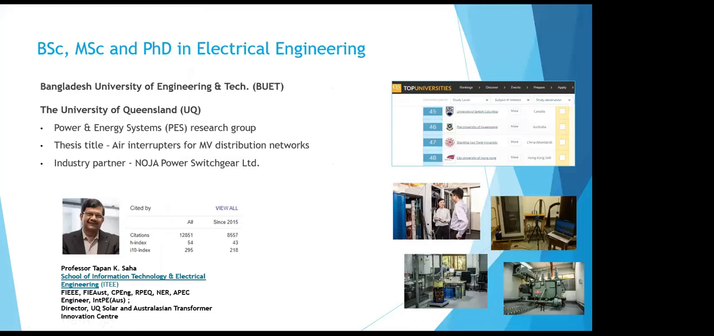From my educational background, I did my bachelor's and master's in electrical engineering from BUET, and my PhD at the University of Queensland. On the right side, you can see a couple of photographs from the high voltage laboratory where I conducted my PhD experimental work.